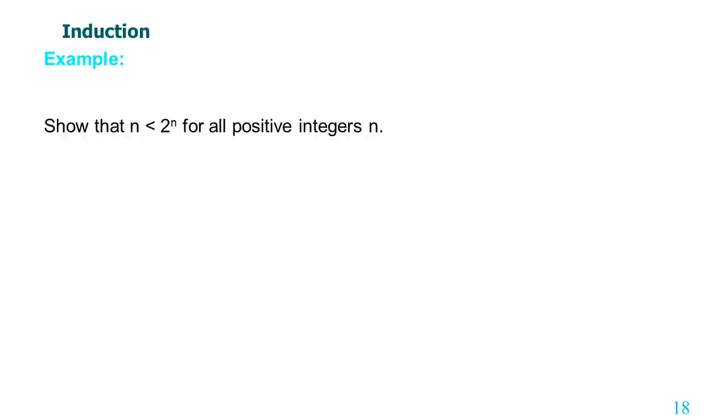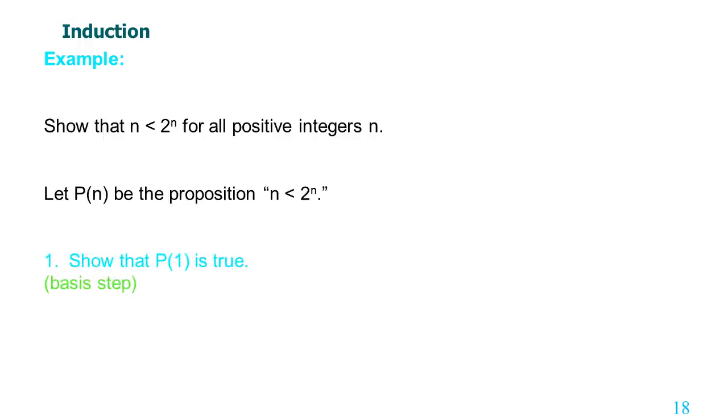For example, show that n is less than 2 to the power n for all positive integers. How do we prove this inequality? Using mathematical induction. Let P(n) be the proposition which states that n is less than 2 to the power n. First, the basis step: we show that P(1) is true. P(1) is true because when we put n equal to 1, then 1 is less than 2 to the power 1, that is 2. Hence P(1) is true.